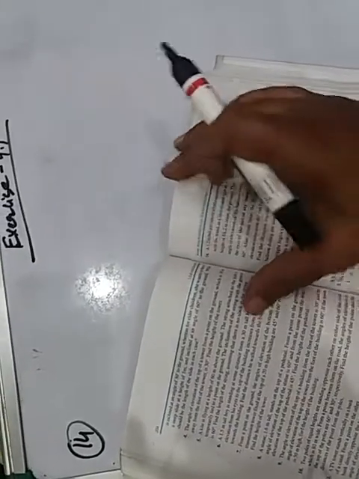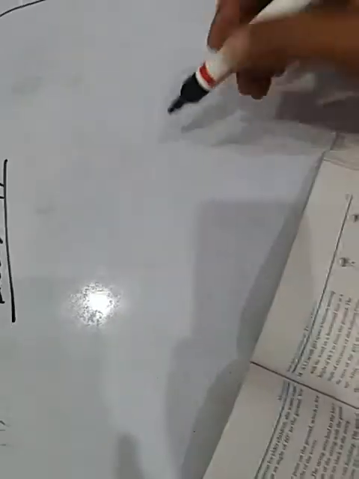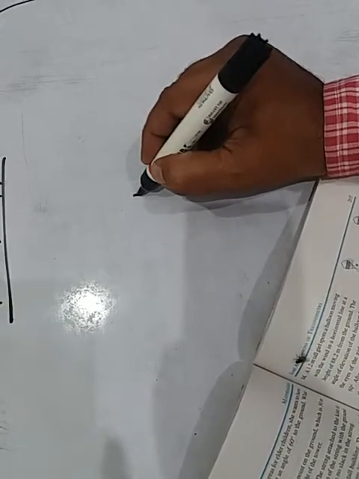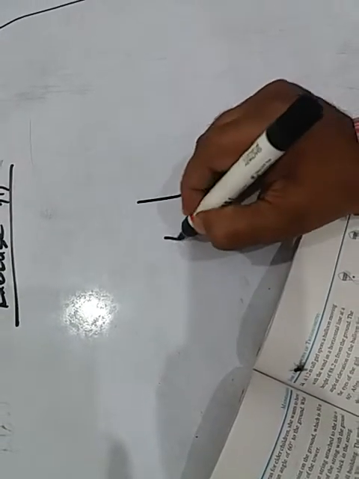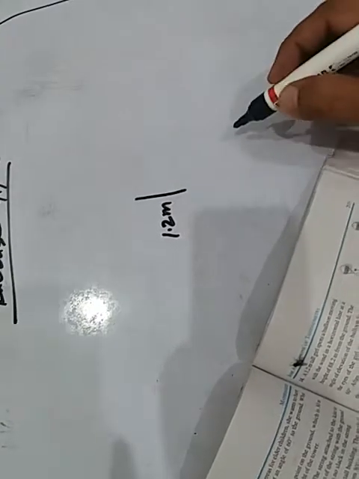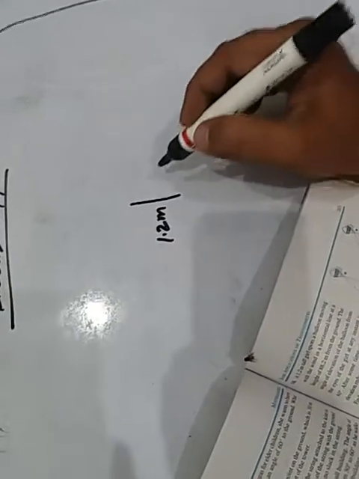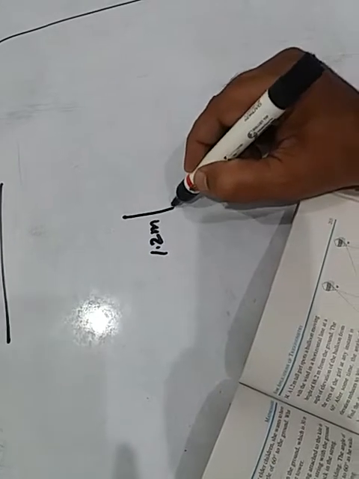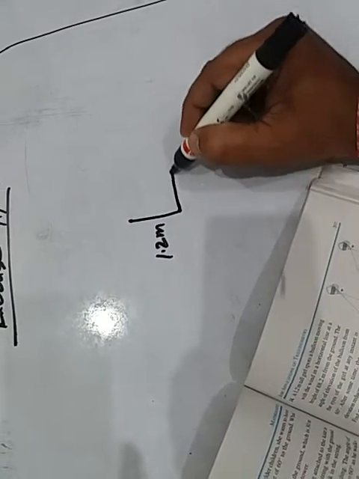Good morning, children. Let us resume exercise 9.1, question number 14. A 1.2-meter tall girl spots a balloon. There is a girl who is 1.2 meter tall. Clear? See, the girl's eye is there. Clear? The girl's foot is there. Clear? This is the horizontal level, which means this is ground level.